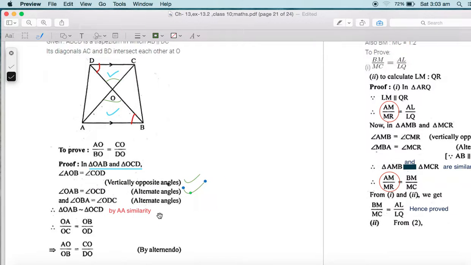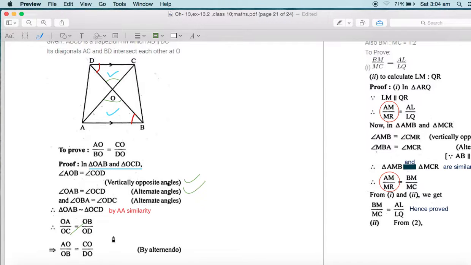Now whenever two triangles are similar, the sides of the similar triangles are always in proportion with each other. So OA upon OC equals OB upon OD. That is what we get using the similarity criteria, right? At the same time, I rearrange, because this is what I need: I want OB to be here, I want OC to be there. So I'll just interchange their positions.